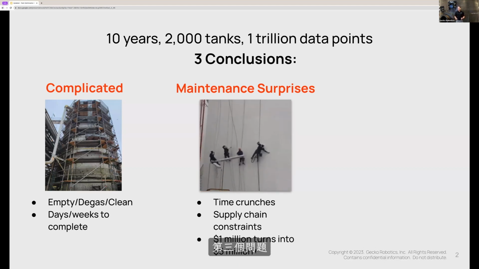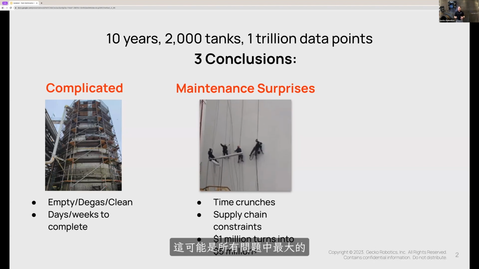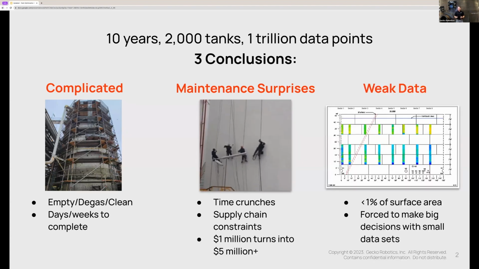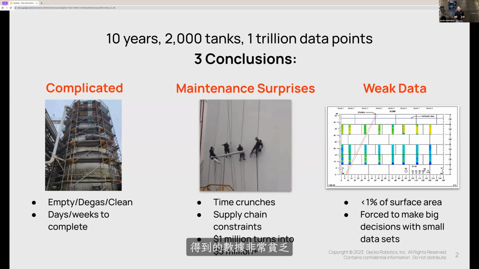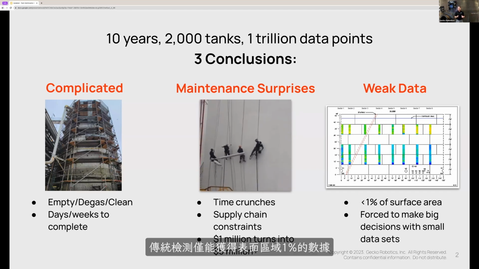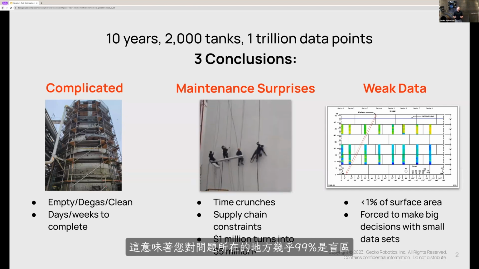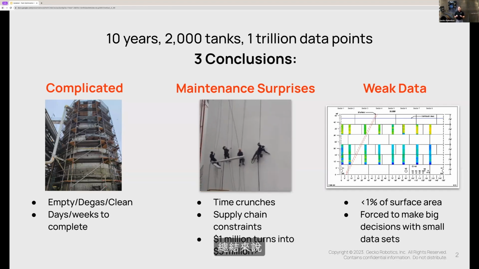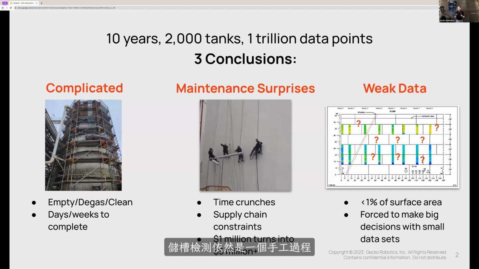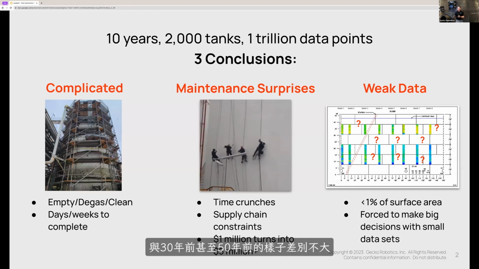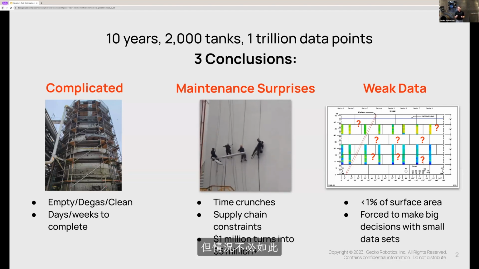Now, the third frustration, and this may be the biggest conclusion of all, is that at the end of a traditional inspection, you're left with a very weak data set. Traditional inspections give you data on only 1% of the surface area, meaning you're 99% blind to where those problems are in the first place. Boil it all down, and we've learned that tank inspection in today's world is still a manual process that looks a lot like it did 30, even 50 years ago. But it doesn't have to.